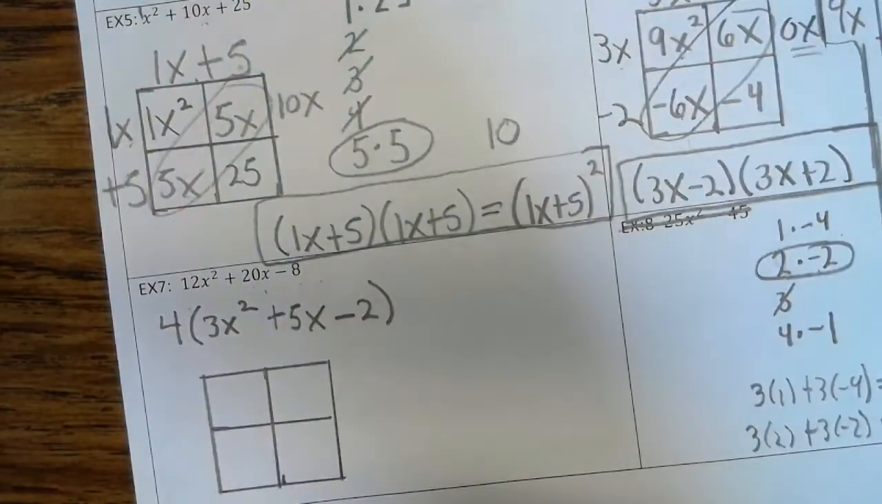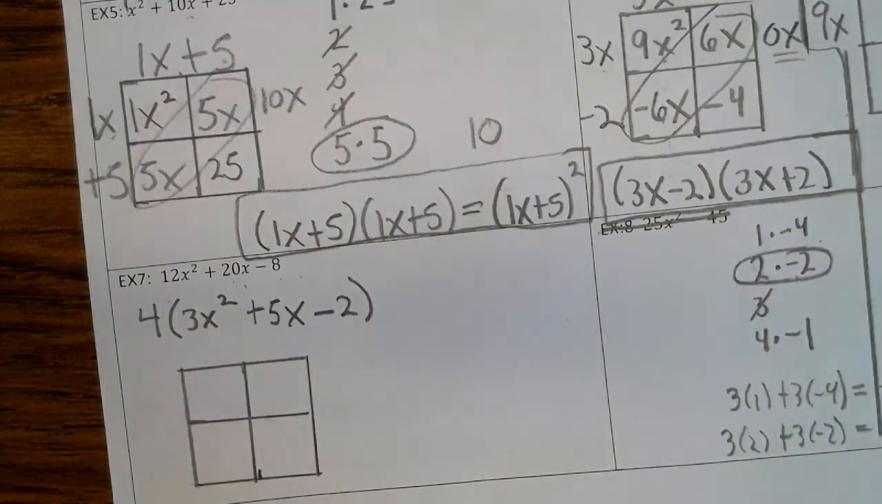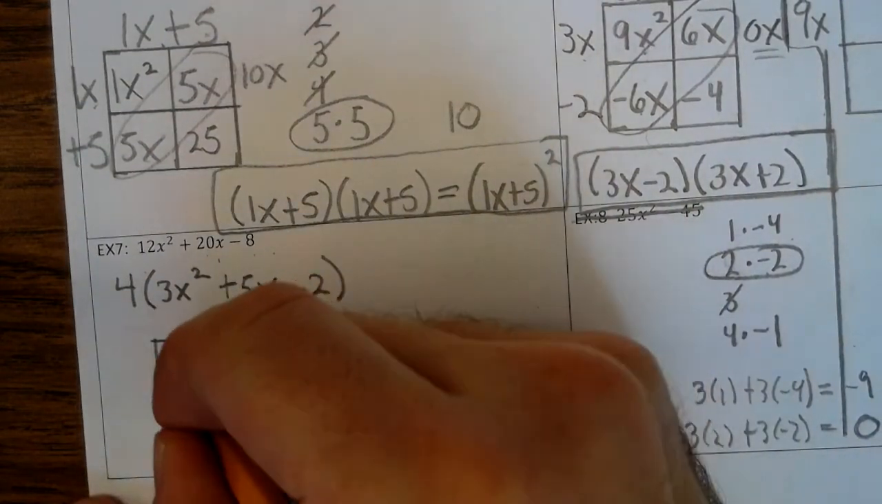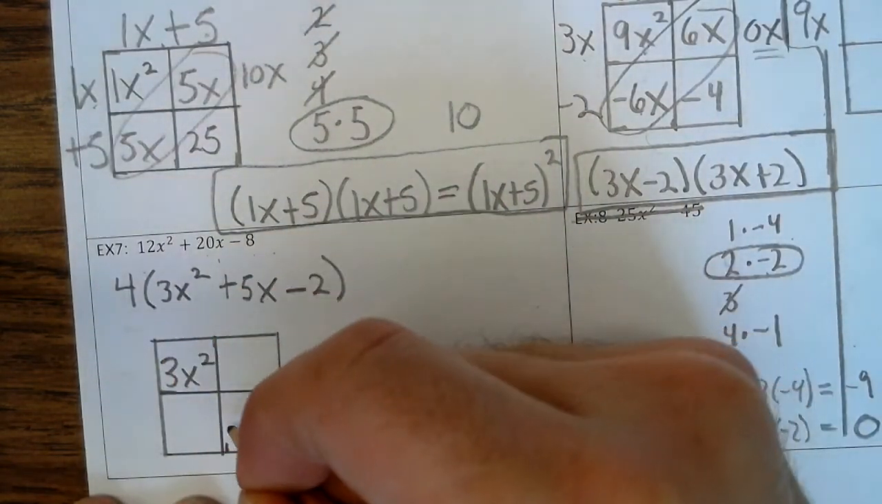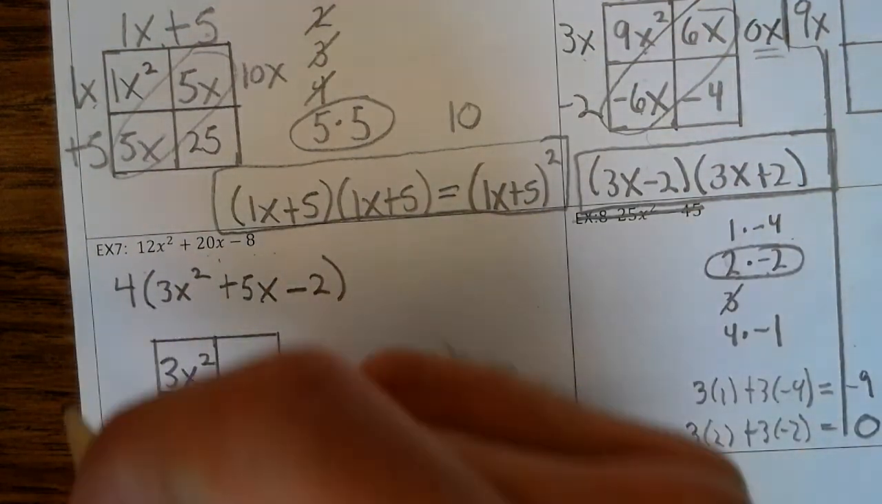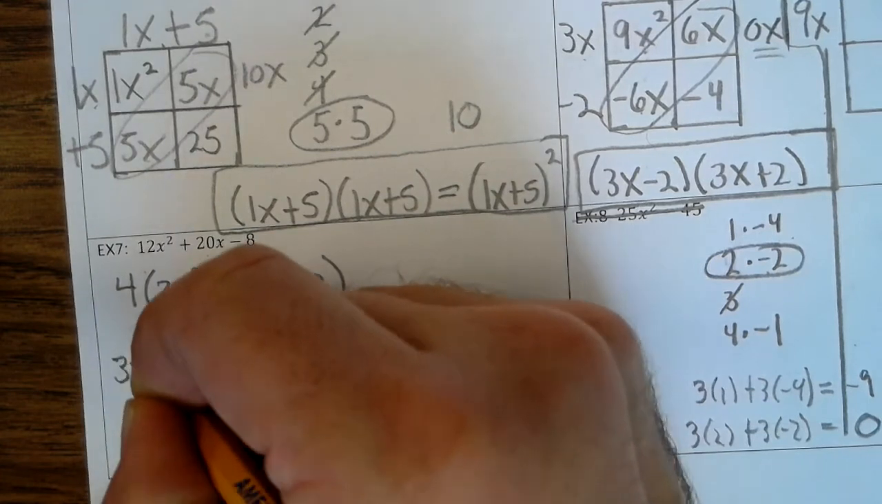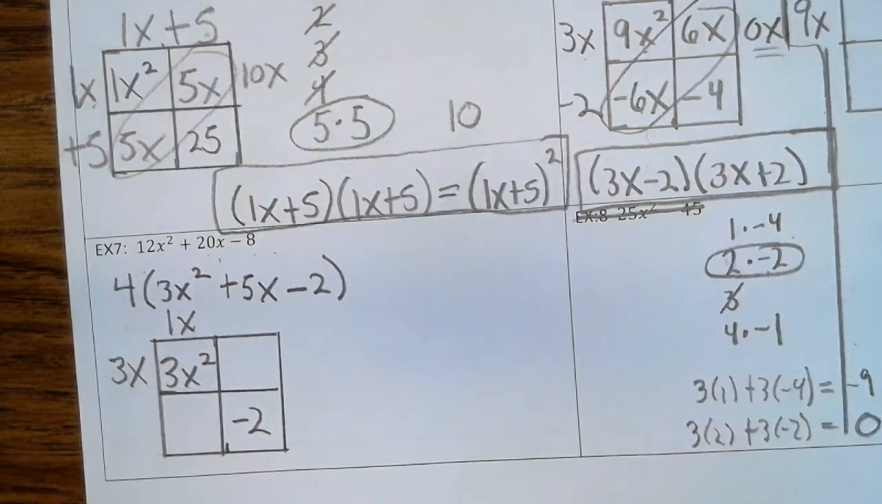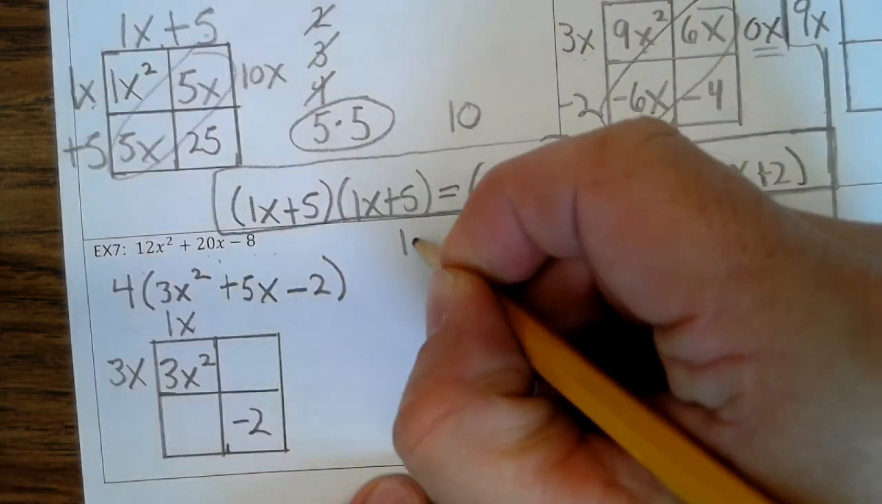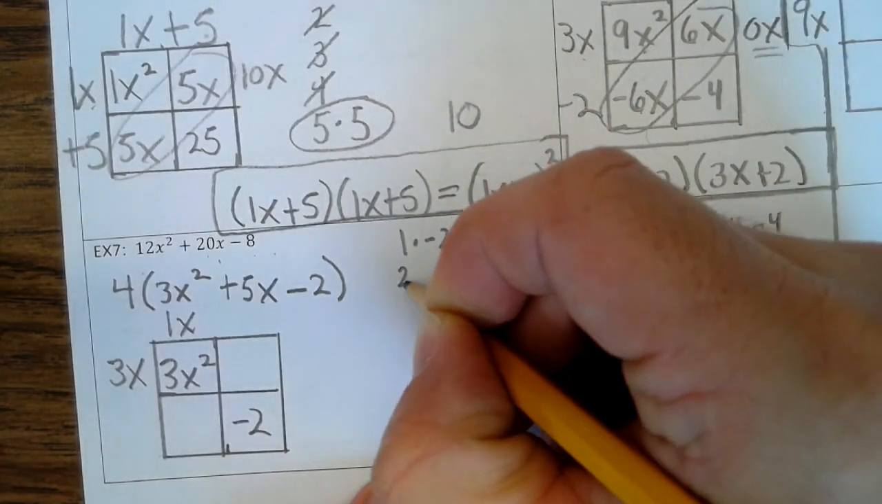All right, we're not going to worry about the 4. We'll just put that back into the answer at the end. We're just going to worry about 3x squared and -2. Now, in this case, there's only one combination that makes 3x squared, which is 3x and 1x. And we need to find the combination to make -2. Well, that's 1 times -2 and 2 times -1.